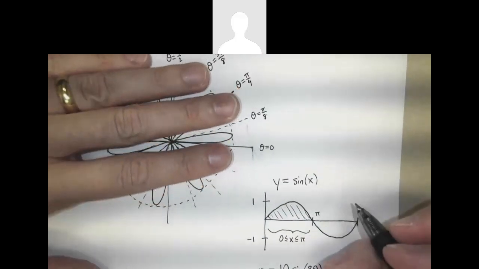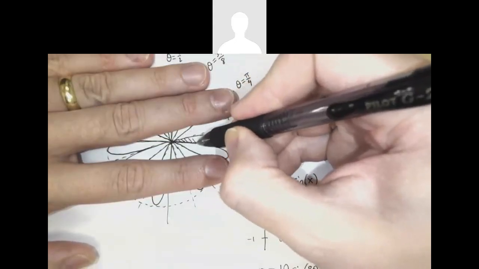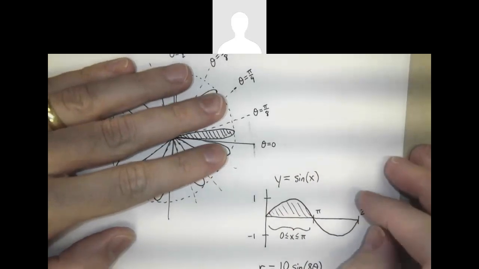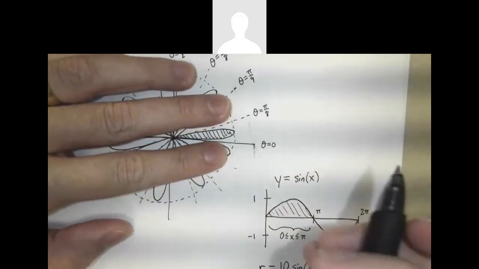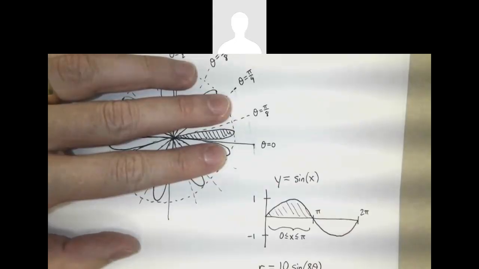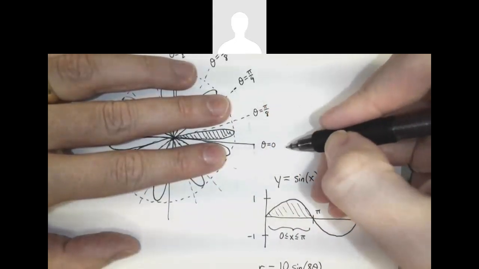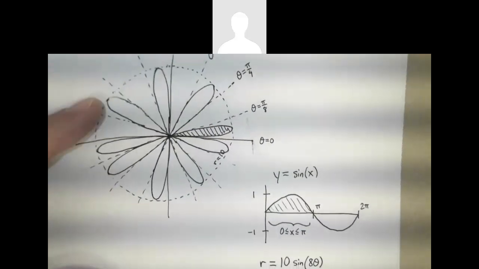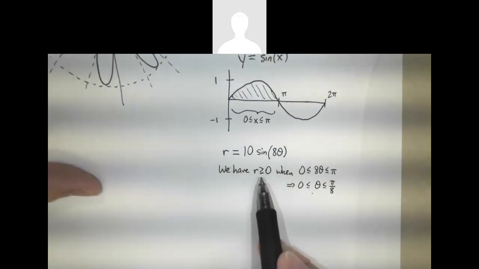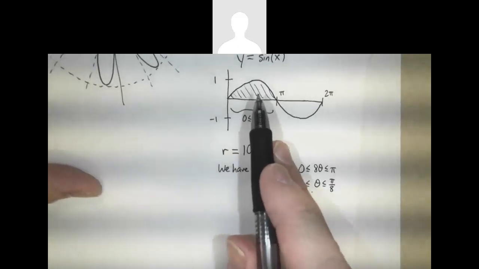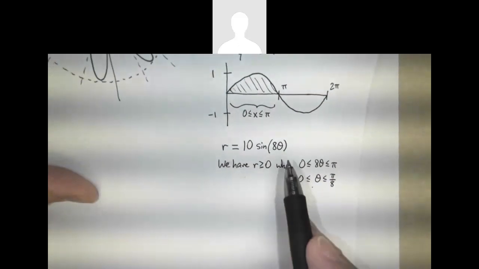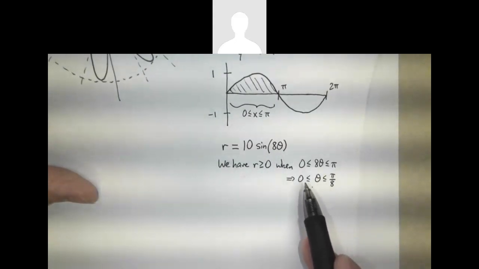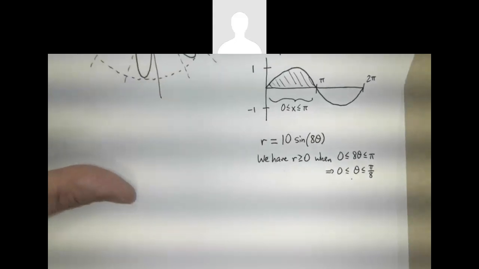But anyway, what we want to know is what is the area of just one leaf? We call this a leaf right here. So we don't need to know the whole graph. We just need to know what does one leaf look like, and how do we find the area of it? So we know for that leaf, theta goes from 0 to pi over 8. So we didn't have to draw any of that, really. All we had to make use of was this fact right here. So we get one positive portion, one leaf, when the inside, the 8 theta, is between 0 and pi. And then solve for the theta. So that theta will be from 0 to pi over 8.